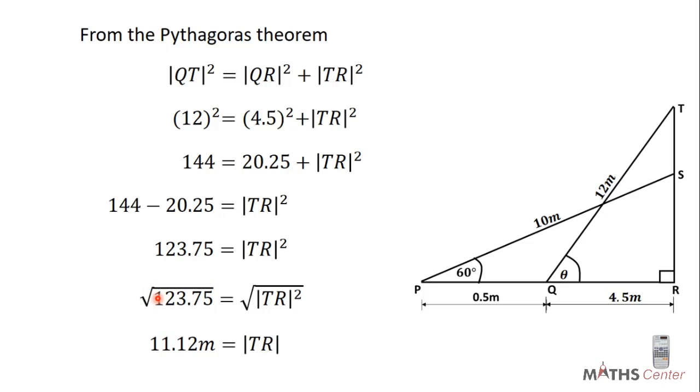Once again, we are correcting our answer to 4 significant figures. So if you find square root of 123.75 and you correct your answer to 4 significant figures, you are going to have 11.12 meters. So using the Pythagoras theorem and the trigonometric ratios, we have been able to find the angle that QT makes with the horizontal and the length TR.